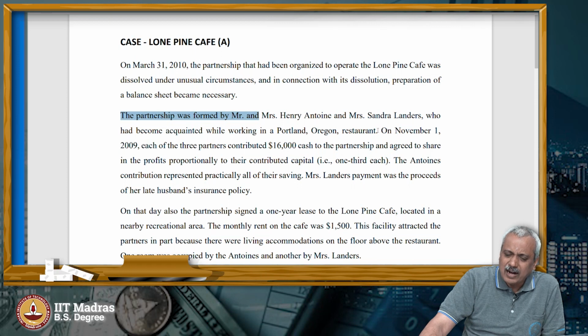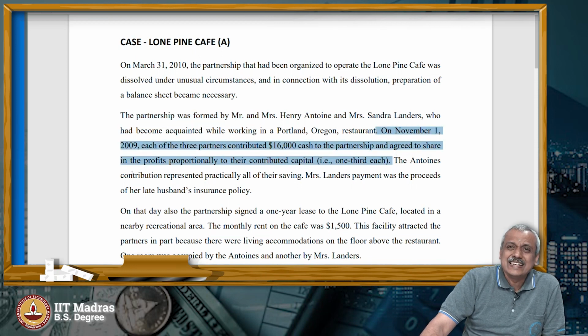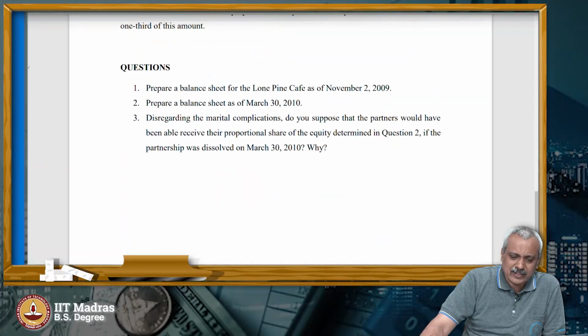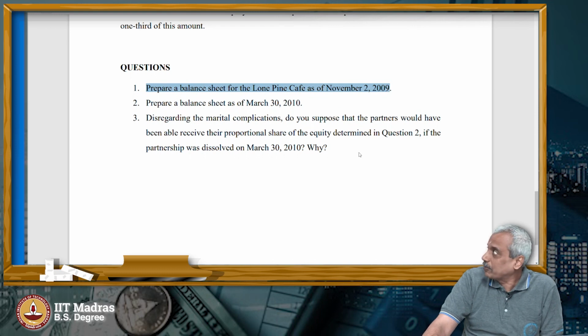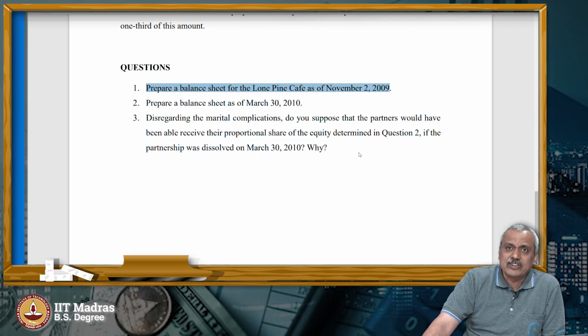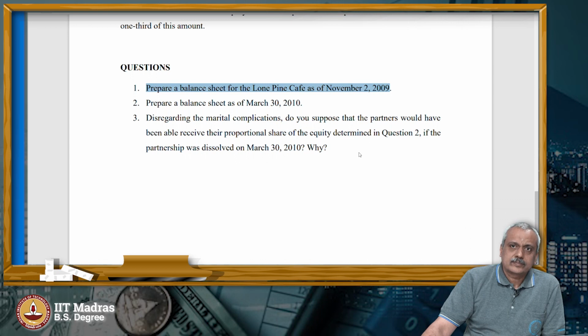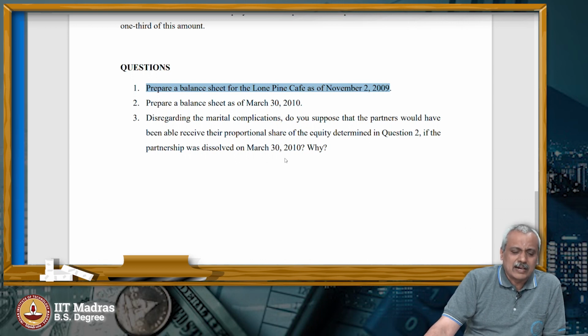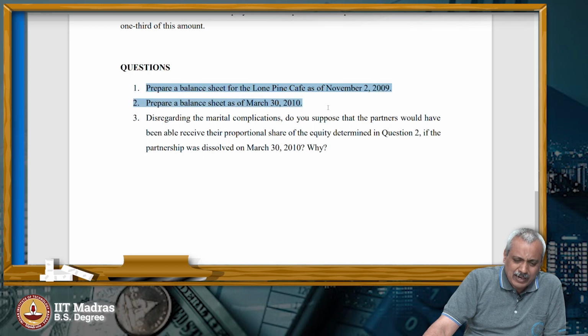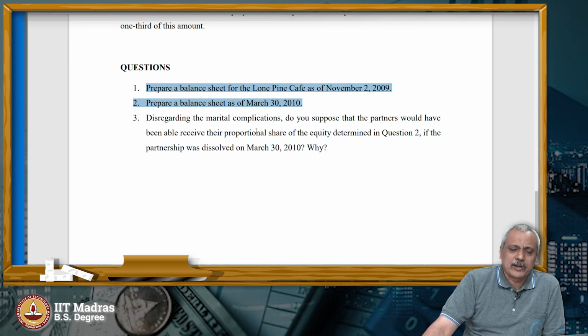So, what is happening? On the 1st of November, they start operating a cafe, and if you read the question, on the day you open the cafe, they want you to prepare the balance sheet. Basically, there are two balance sheets which we prepare. One, the day on which the cafe is opened. Number two, the day the cafe was wound up.